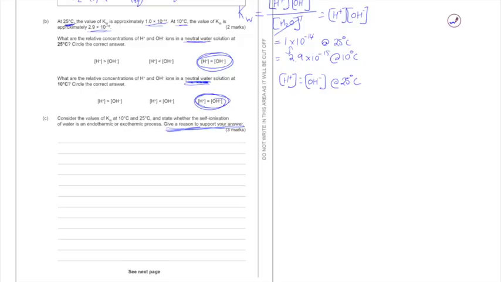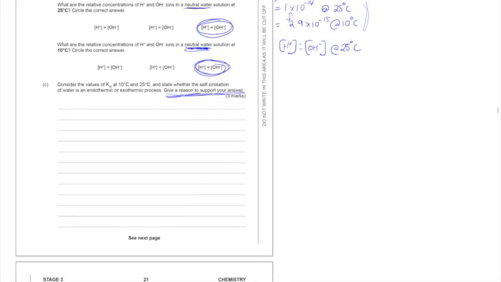So let's have a look here. Now, I wrote it down just above to my right, but I'm going to write it down here because I need to include it for my answer. So I'm going to write at 10 degrees C, Kw equals 2.9 by 10 to the minus 15. And at 25 degrees C, Kw equals 1 by 10 to the minus 14. Awesome. Now we notice that this value up here is smaller.